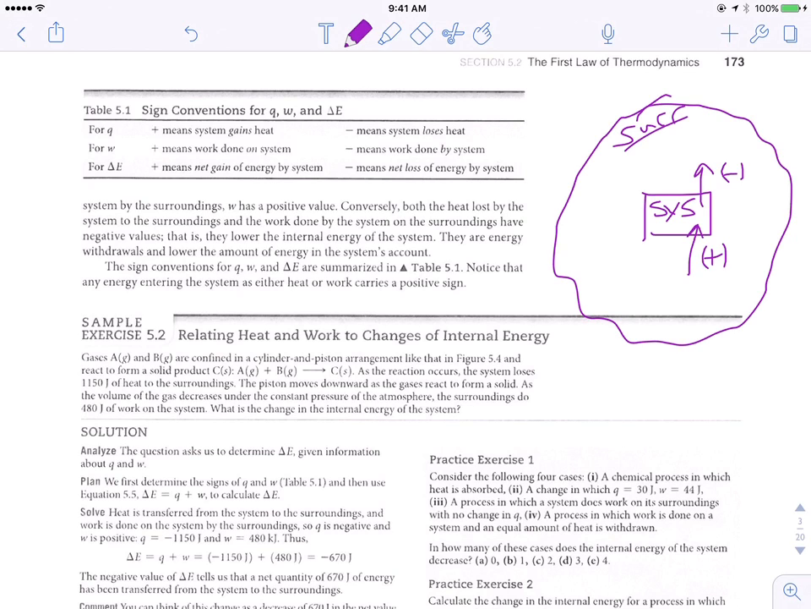Not saying that this denotes the difference between a positive number and a negative number, just that it's more directional than anything. We're moving energy out, it's negative. We're adding energy in, it's positive. Cool. So, refer to this table. Learn that. It's really important. Let's highlight it. This is important. Learn that. And let's go from there.